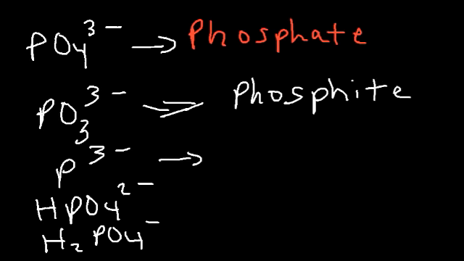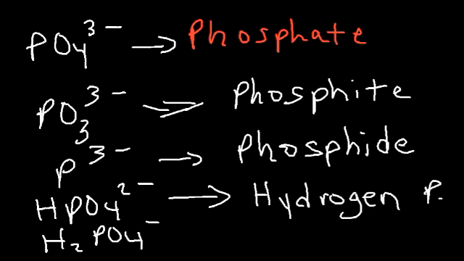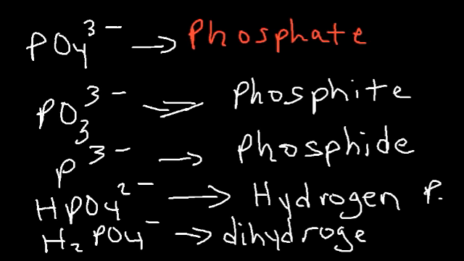P3-, this is phosphide with the -ide ending. HPO4 2-, this is hydrogen phosphate. H2PO4- is dihydrogen phosphate. Now there are some others you need to know. CO3 2-, this is known as carbonate.